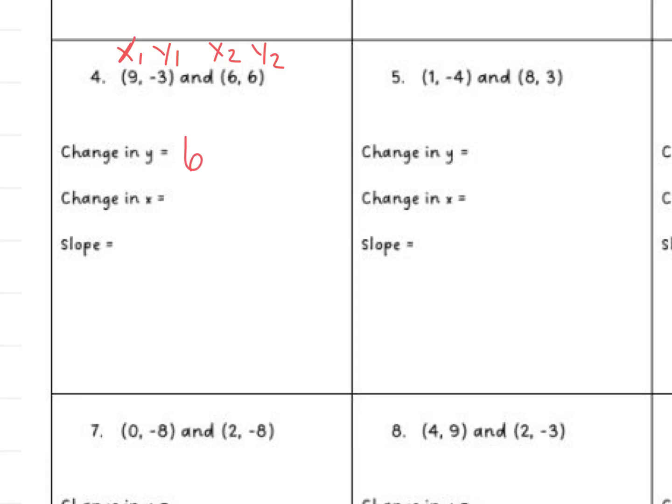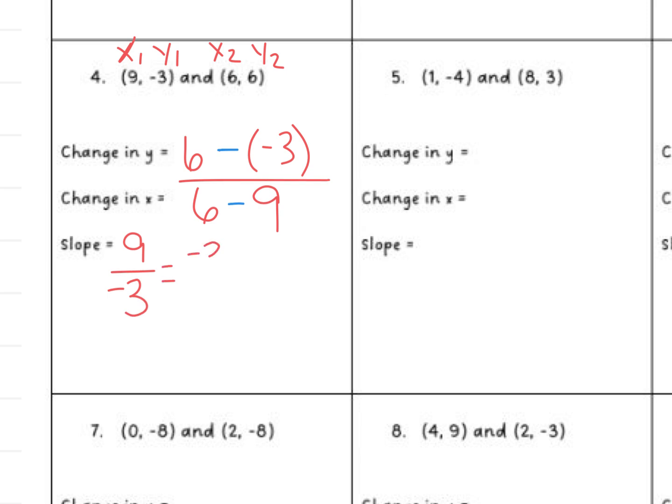Always, always label x1, y1, x2, y2. So we have 6, and then from my equation, minus, and then my y1 is negative 3. x2 is 6, minus, my x1 is 9. So we get 9 over negative 3, but put that in your calculator. What does that simplify to? Negative 3. You might also see negative 3 over 1, because remember, if there's a 1 on the bottom, it's the same thing. What direction is this line? Down.